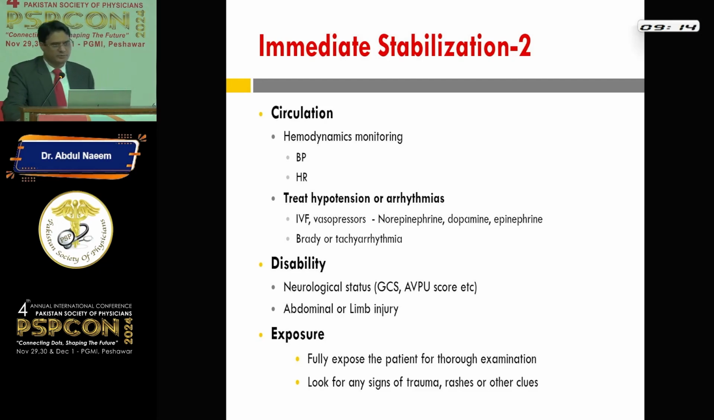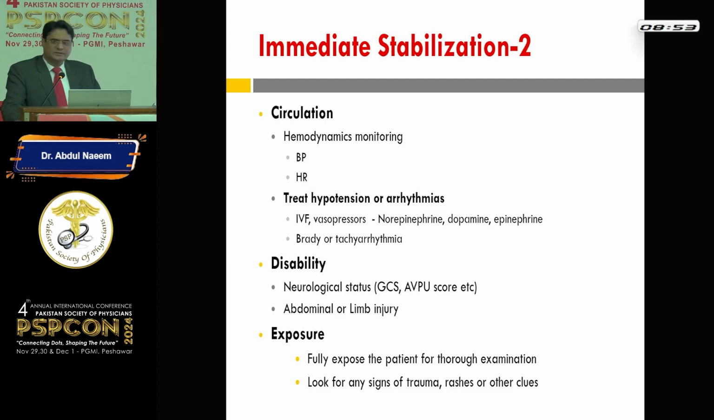We can manage the hypotension because he is in shock. What we can give: IV fluid, we can give vasopressors, and different types of vasopressors we can give. If patient is having bradycardia or tachycardia, we can manage. Of course, tachycardia sometimes can cause confusion in different conditions. If bradycardia, you can use atropine or dopamine as well.